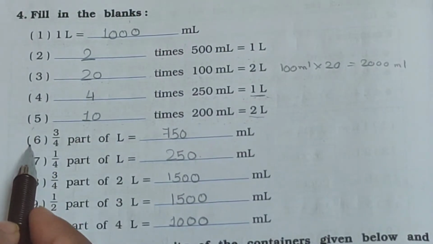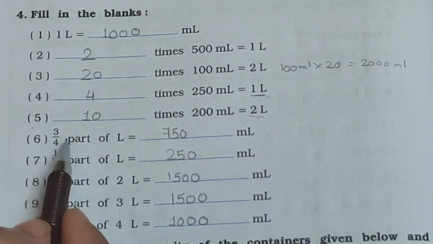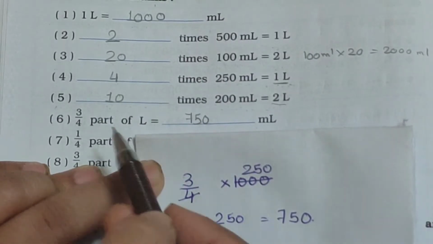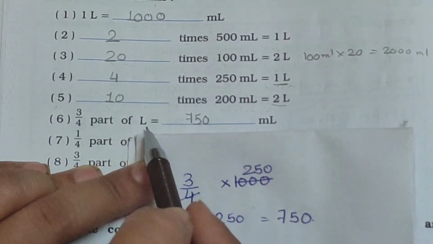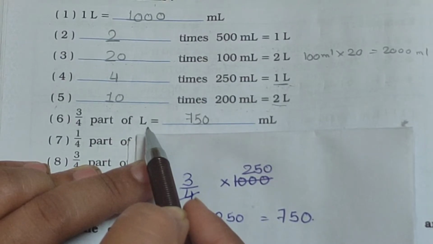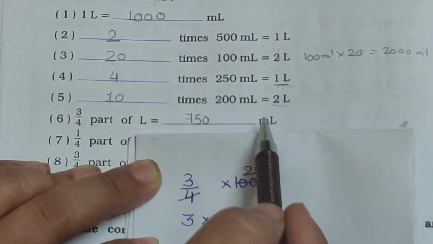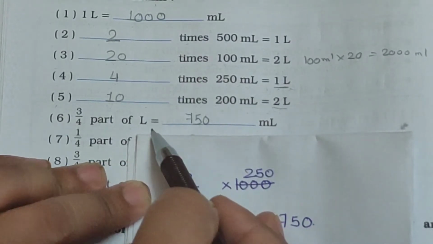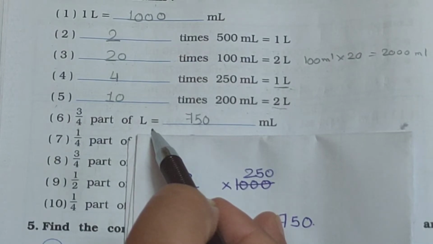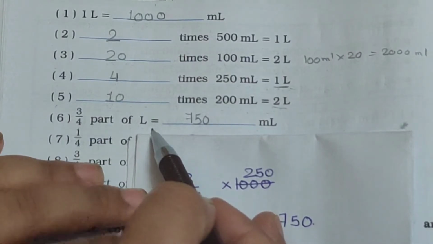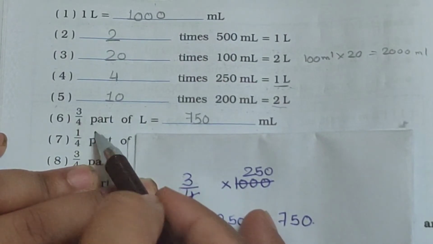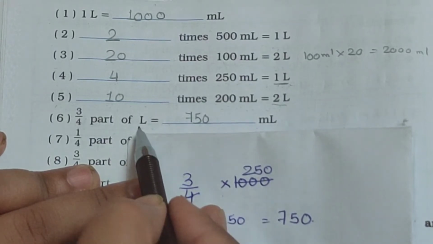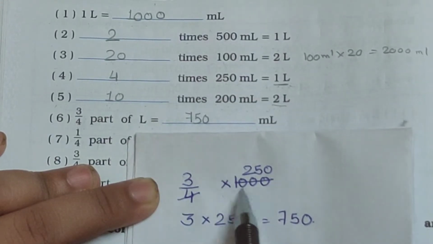Now see the sixth one. 3 upon 4 part of liter. Liter means if we convert liter into ml, because here the answer is asked in ml. So first of all we have to convert this liter into ml. So liter is given. So 1 liter is equal to 1000 ml. Now see what you have to do. 3 upon 4 part of. See, 3 upon 4 multiplied by, in place of liter, you have to write down 1000 milliliter.